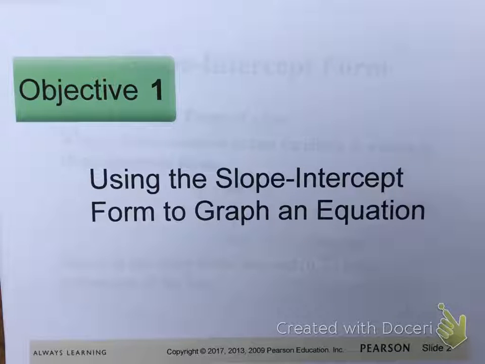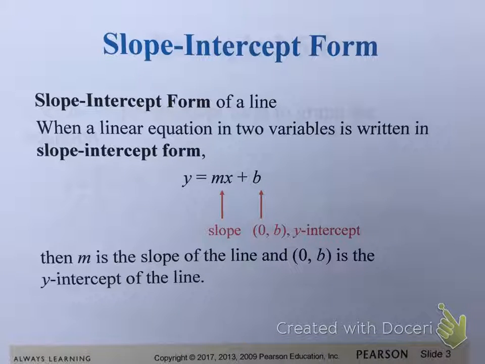Objective number 1. Using the slope-intercept form to graph an equation. If you remember right, slope-intercept form is y equals mx plus b. We've already seen this. I've already taught you how to graph using it, but this is going to be a quick review. So slope-intercept form of a line is y equals mx plus b, where m is the slope and b is the y-intercept.